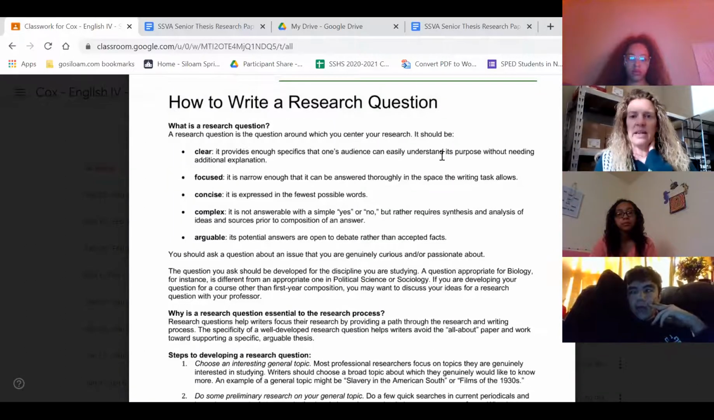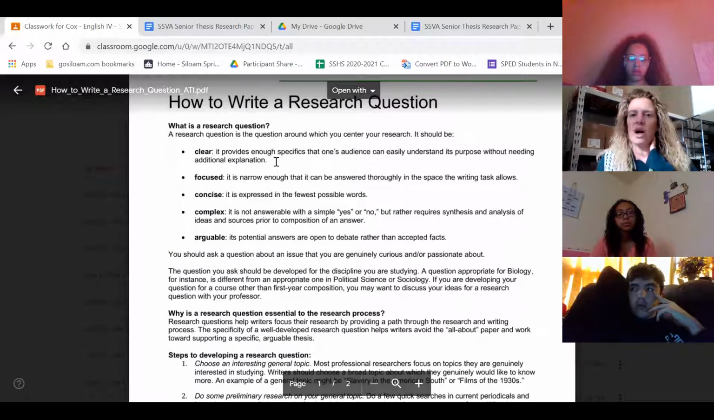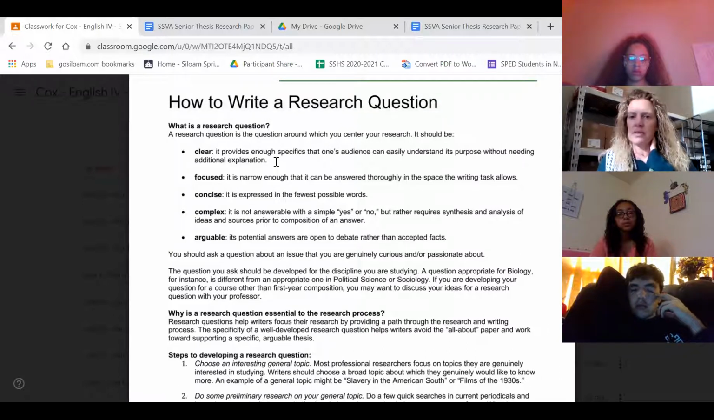It's going to provide enough specifics that your audience can easily understand the purpose, okay, without needing additional explanation. So it has to be very clear about what you're going to be talking about, okay, and what the research, what you're going to be doing. It has to be focused. It's narrow enough that it can be answered thoroughly in the space the writing allows.